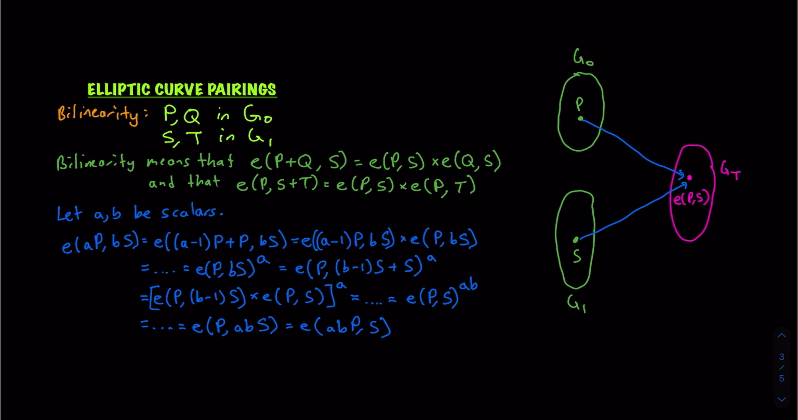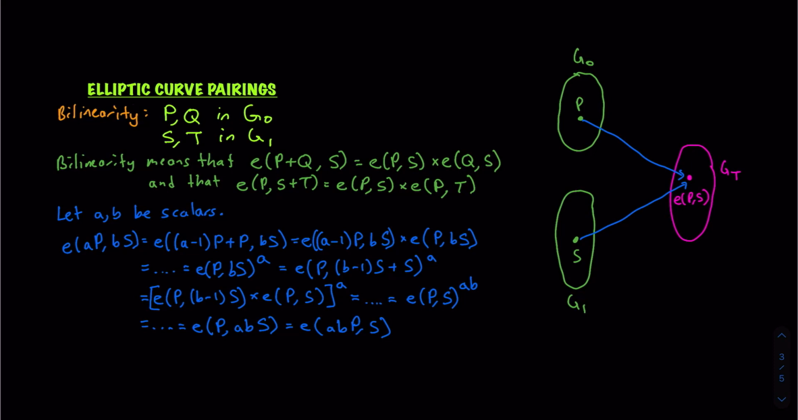Imagine that we created E such that E of any 2 points P and S equals 1. Then of course bilinearity would hold, since E of P comma S is 1. But is this useful to us? Not really. So in this case, we wouldn't consider E a pairing. E would be degenerate in this case.